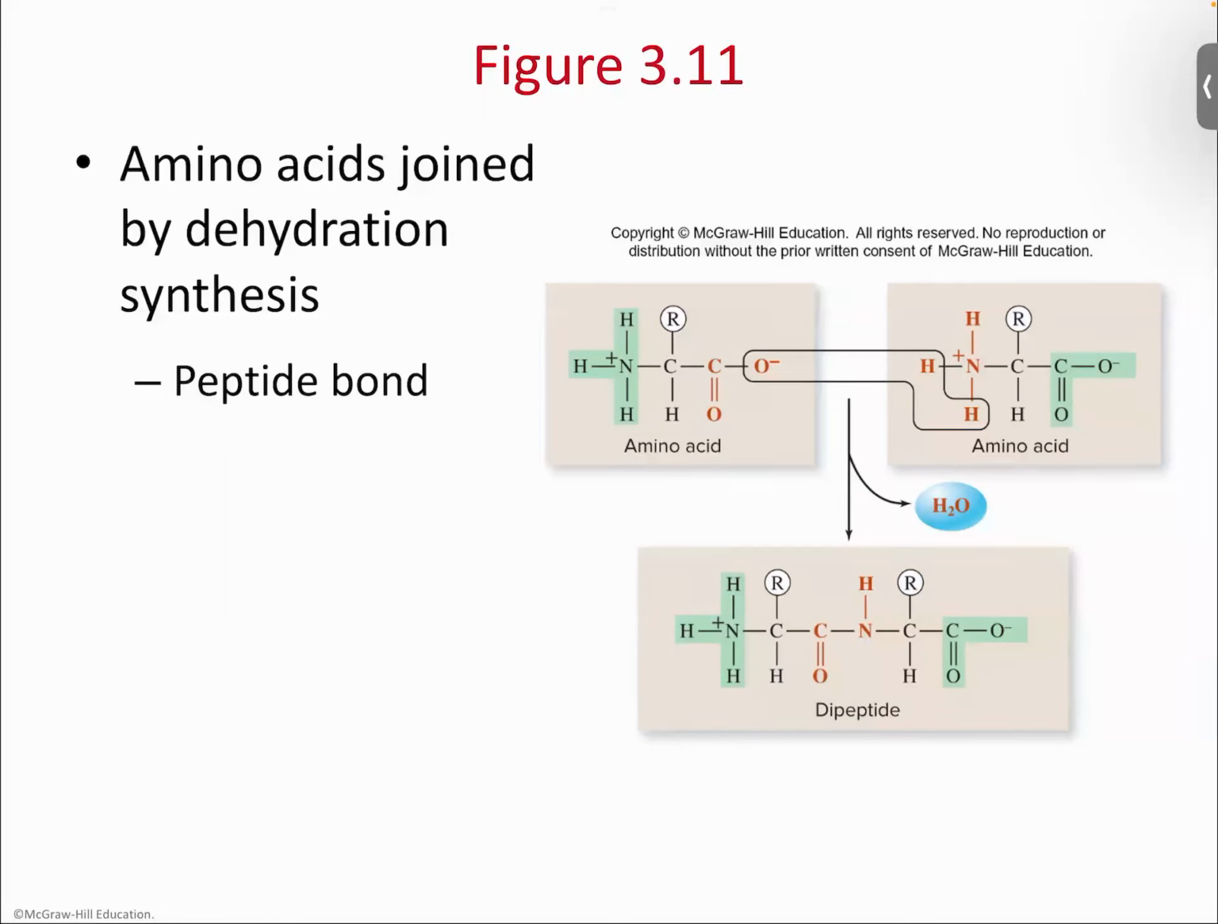So first of all, what's going to happen is we're going to take 2 amino acids, and the first thing we're going to do is break the bond in the carboxylic acid, so that hydroxyl terminal piece on the carboxylic acid.